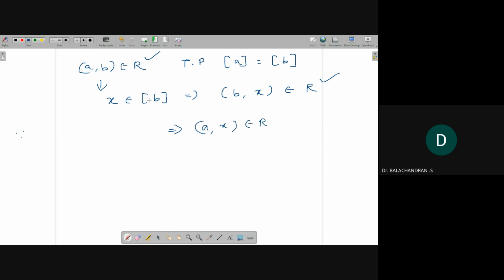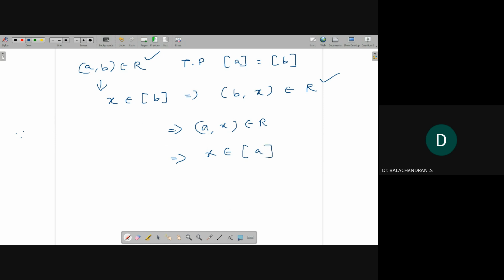Actually, what I need to prove: I took an element from the right hand side. Finally, I'll prove that x should be in the left hand side. So you can check it. (A, x) is in R implies that the second element x is in R of A, or you can say equals class of A. That's all.